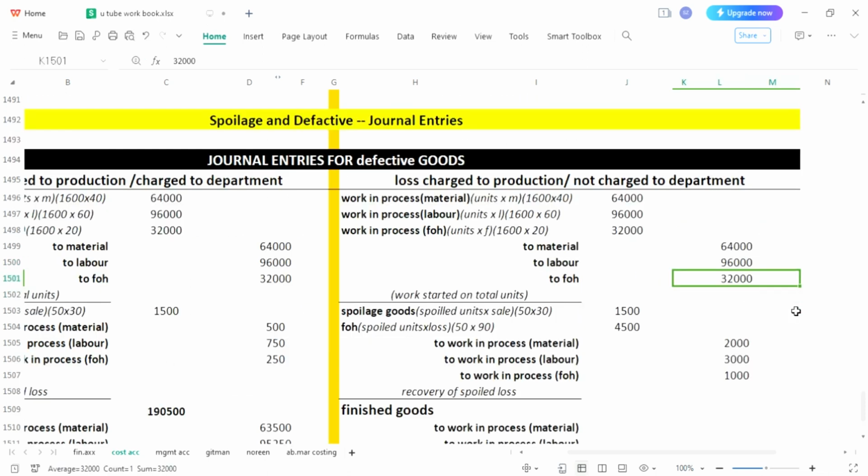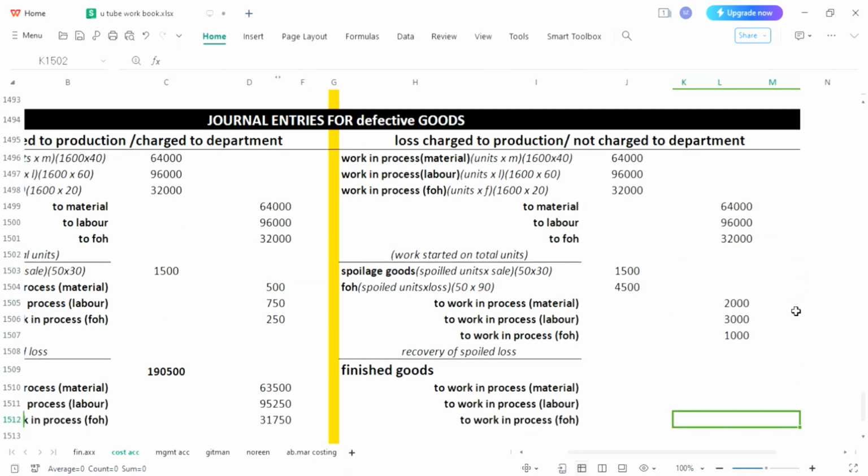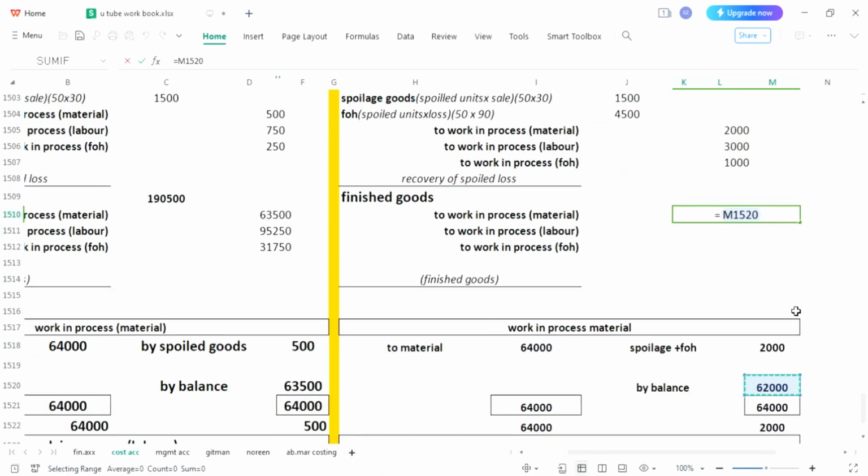So go to your third entry, and this was the place for work in process material. You have made ledger of this work in process material. Balance was calculated 62,000. You will put over here. In the similar way, you will make ledger for work in process labor, work in process FH as well.